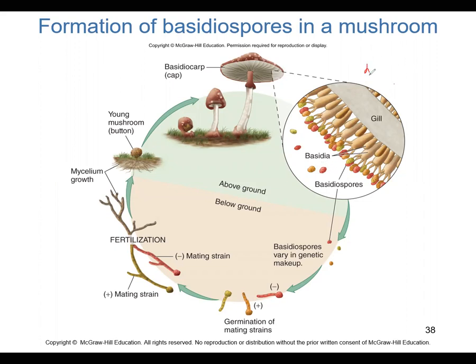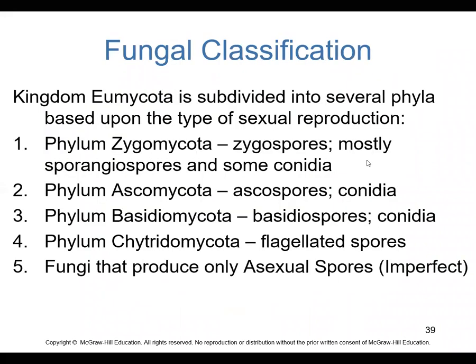Again, these are haploid, just like in the ascospores, but it is from two different individuals that merge together to make that. So this is sexual reproduction to produce these spores. And again, these are haploid to go on and spread the genes that way. So it's a mixture of the genes.